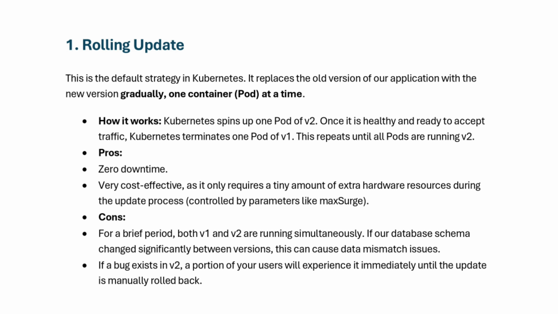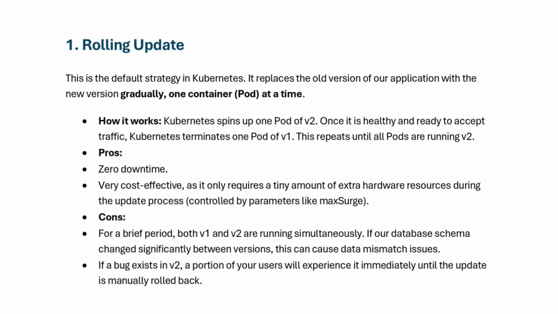Now first is rolling update. This is the default strategy in Kubernetes. It replaces the old version of our application with the new version gradually, one container pod at a time. How does it work? Kubernetes spins up one pod of version 2. Once it is healthy and ready to accept traffic, Kubernetes terminates one pod of version 1. This repeats until all pods are running on version 2.